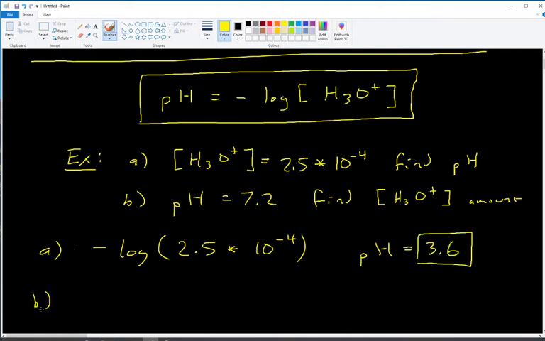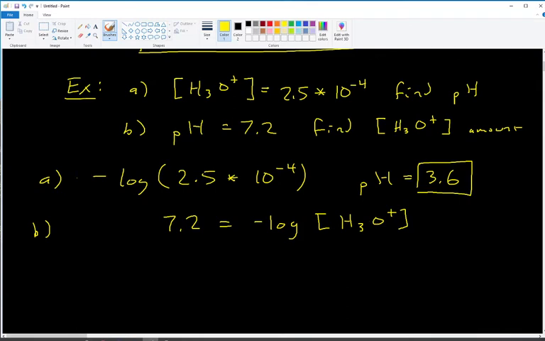And then part B. So this time they tell us the pH, so they're telling us the left-hand side of this equation. So the pH is 7.2. That equals negative common log of H3O plus. So step one, I need to get the logarithm by itself, and in order to do that, I just need to move the negative sign across. So I'm going to divide both sides by negative 1. This will give me negative 7.2 equals common log of H3O plus.